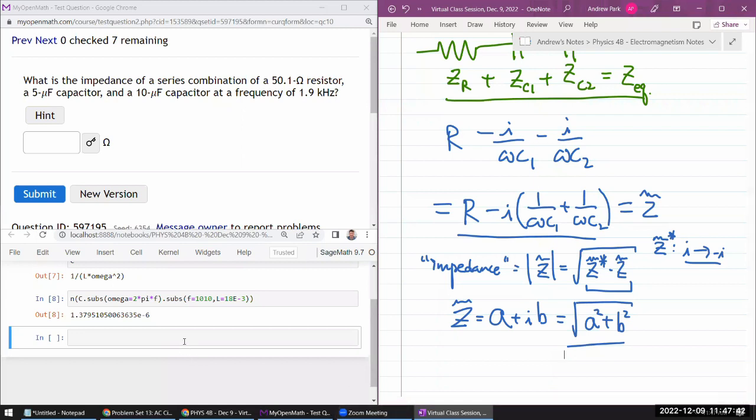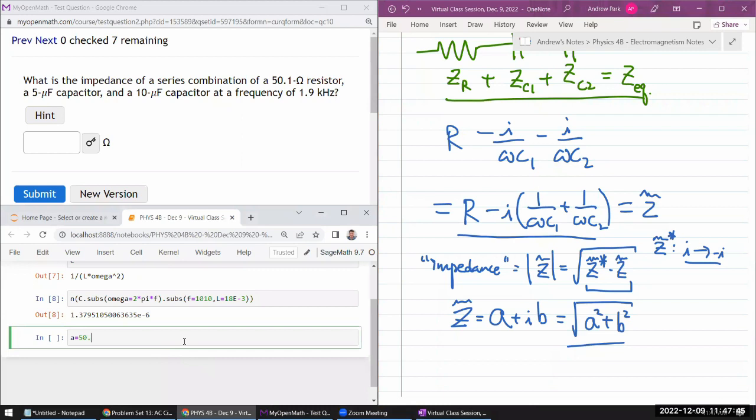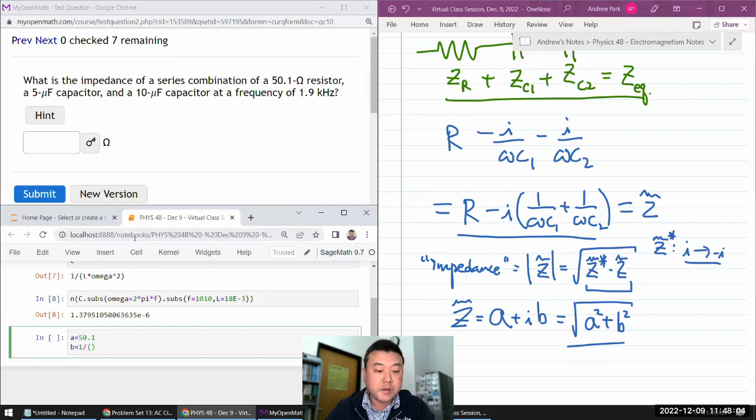So my a is going to be my resistance, 10.1, and my b will be the sum of these two quantities, 1 over omega C1 plus 1 over omega C2. So 1 over omega, with a frequency of 1.9 kilohertz: 1.9 times 10 to the power of 3 times 2 pi for conversion to omega, times the capacitance of 5 times 10 to the power of minus 6, microfarad. That should be the first term. Let me add the second term: 1 over 1.9 times 10 to the power of 3 times 2 pi times 10 times 10 to the power of minus 6, microfarad.